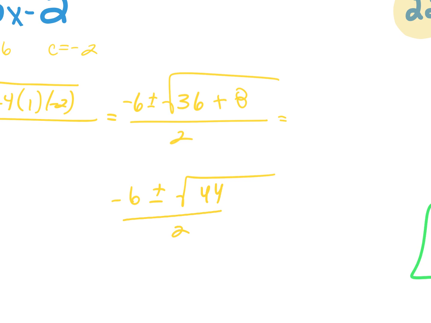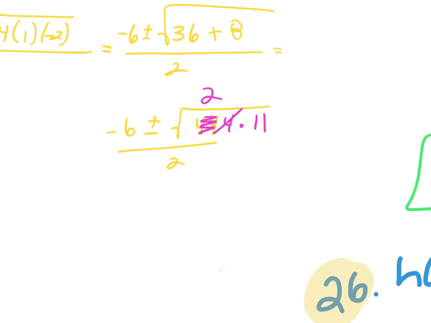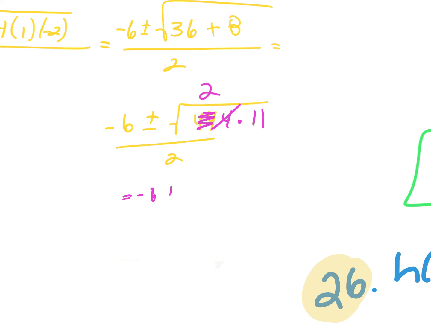Am I going to have real solutions here or imaginary? Look underneath the square root. Is it positive or negative? It's positive, so they're going to be real. So I'm going to break down 44. What times what is 44? 4 times 11, right? Well, what's the square root of 4? 2. So this is the same as negative 6 plus or minus 2 root 11 over 2.